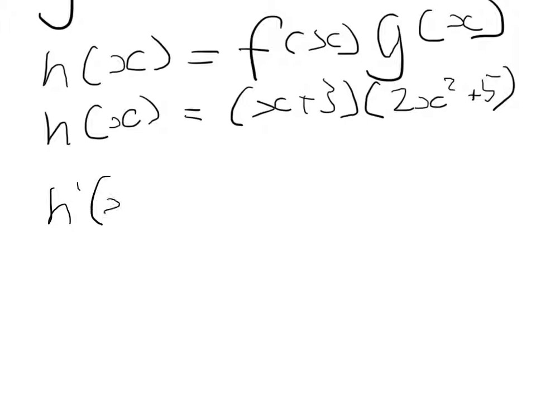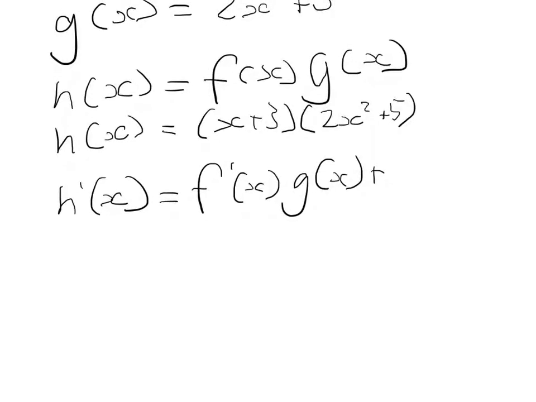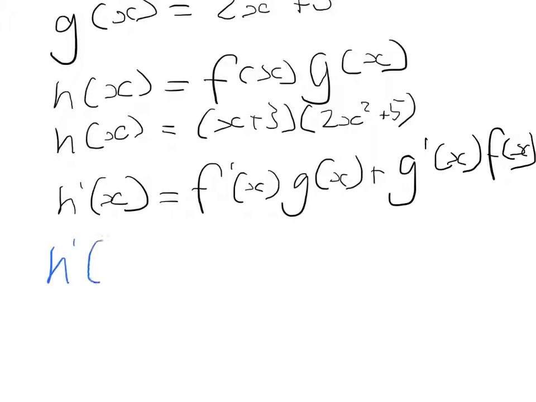h dash of x equals f dash of x times g of x plus g dash of x times f of x. Okay, how does that work in this situation? Well, that means that we're going to have to solve this one here to find h dash of x. First of all, we differentiate the first part.